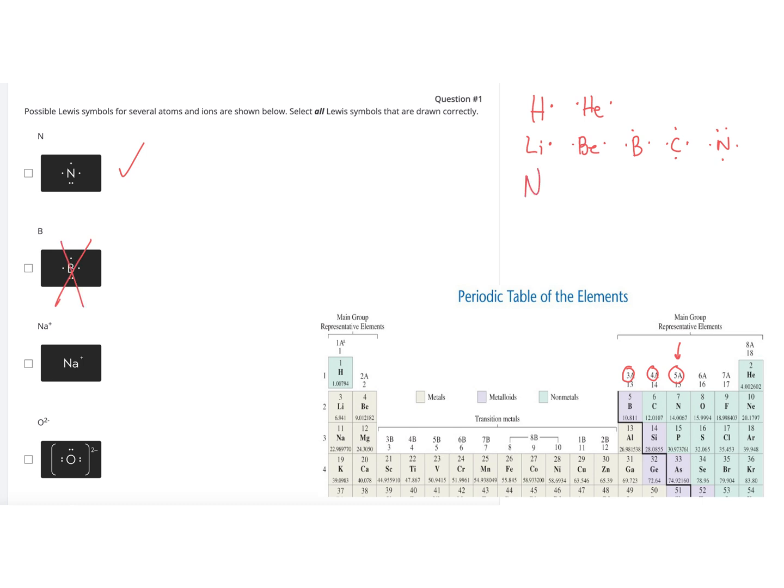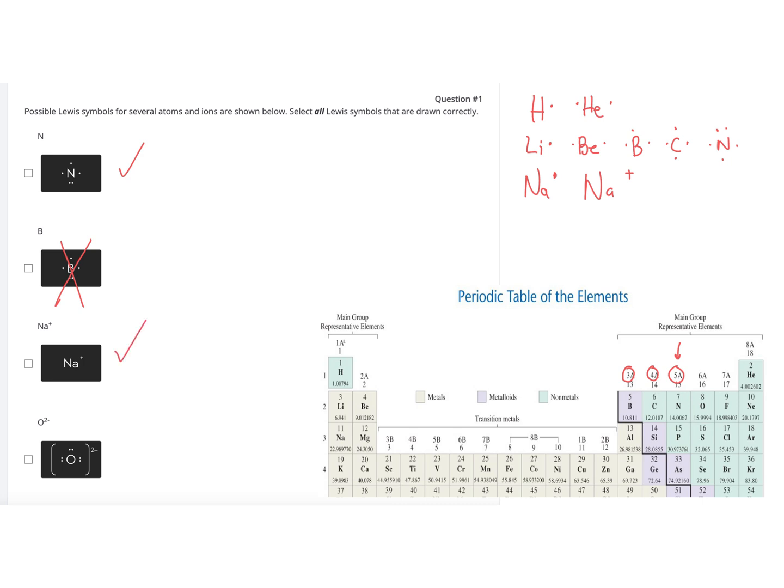Sodium zero would have 1 valence electron. When sodium reacts, it loses that electron. So the Lewis structure for the sodium cation would be just that. It's lost the 1 valence electron that it had. So that would be correct.